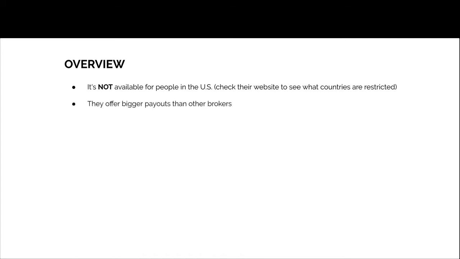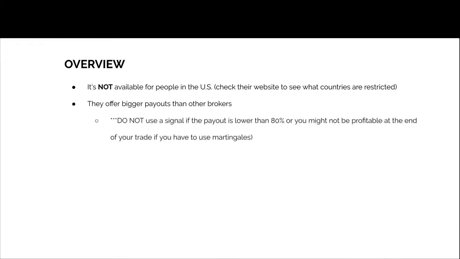They offer bigger payouts than other brokers, which is really cool. Most of their payouts vary between 50 to 90%, sometimes even 99%, depending on the currency. Do not use our signals if the payout is lower than 80%, or you might not be profitable at the end of your trade if you have to use martingales. Now we're going to cover martingales in other videos. If you haven't watched that, then please do watch to know how to use the martingales. But the key here is to not use signals for payouts lower than 80%.